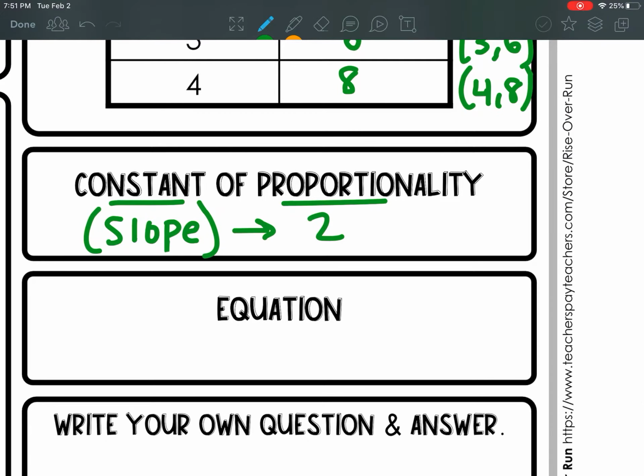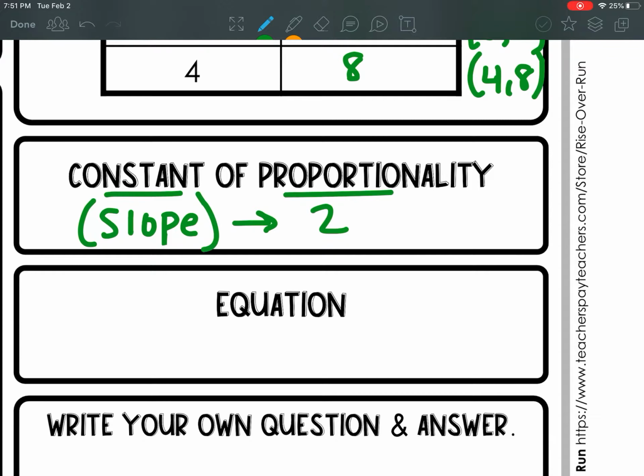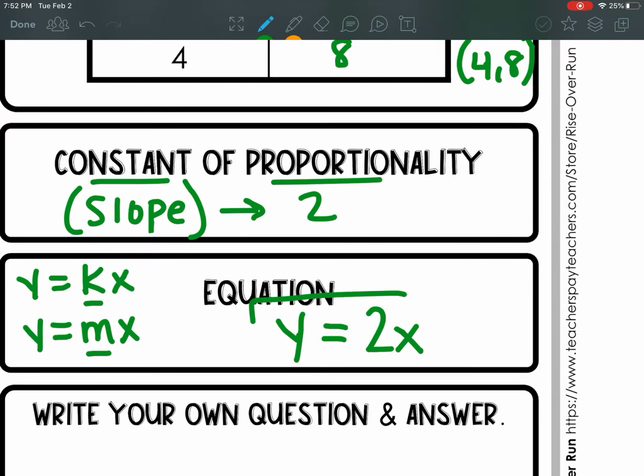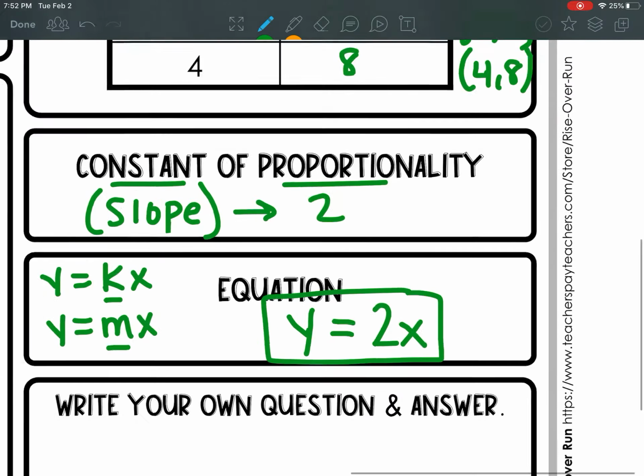is 2. Now, our equation, how we write this for proportional relationships. If you remember at one time, we had talked about y equals kx. So this is also the same thing as y equals mx. So both of these are the same thing. We're going to keep our y and our x in it and just replace the variable m or k.